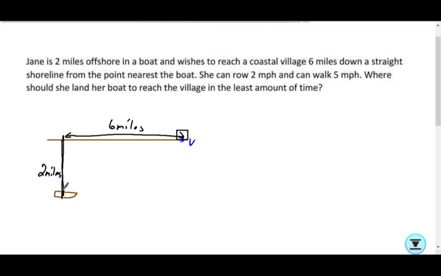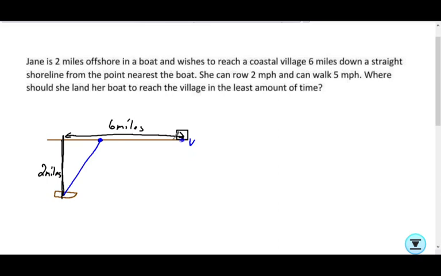So looking at that, if she wants to use the least amount of time, she's going to want to do more walking than she is rowing. Now the problem is that if she goes like that, that's going to take longer, because she's not making forward progress towards the village. The shortest distance between 2 points is a straight line, but it might not be the fastest because she can only row 2 miles an hour and she can walk 5 miles an hour. So the line she's going to want to take is going to look something like this, where she's going to come in, land somewhere, and then walk the rest of the distance to the village.